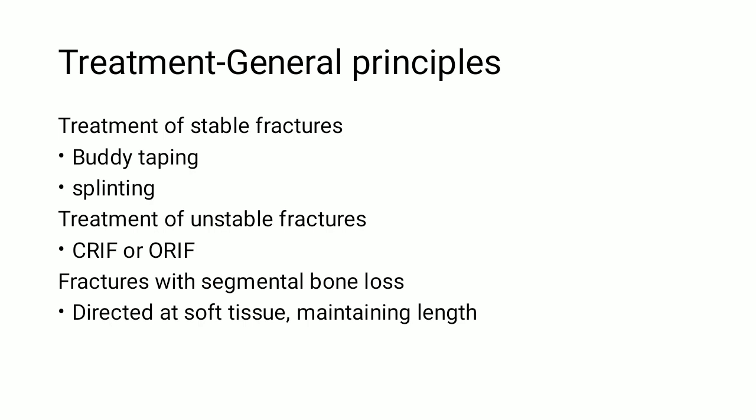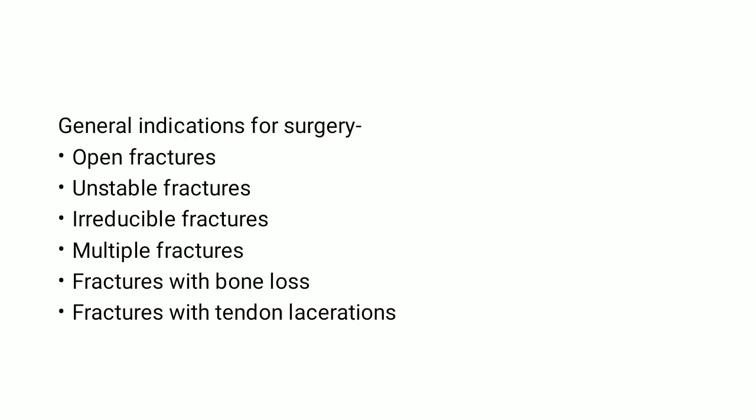Then, fractures with segmental bone loss: the primary treatment should be directed to the soft tissues, maintaining length with K-wire or external fixation. This may require secondary procedures like bone grafting. Then general indications for surgery include open fractures, unstable fractures, irreducible fractures, multiple fractures, and those with bone loss or tendon lacerations.